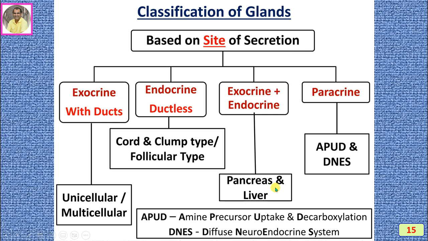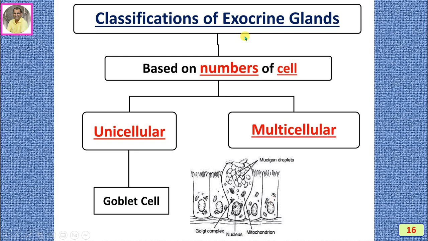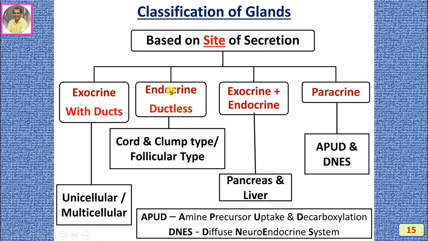The pancreas secretes insulin also, whereas the paracrine glands are like the amine precursor uptake and decarboxylation, meaning the diffuse neuroendocrine system. They are embedded with both types of systems, and they are called APUD, amine precursor uptake and decarboxylation. So for the classification of exocrine glands, let us focus today on the exocrine glands, and tomorrow or in other classes we will classify the endocrine glands and endocrine plus exocrine glands.